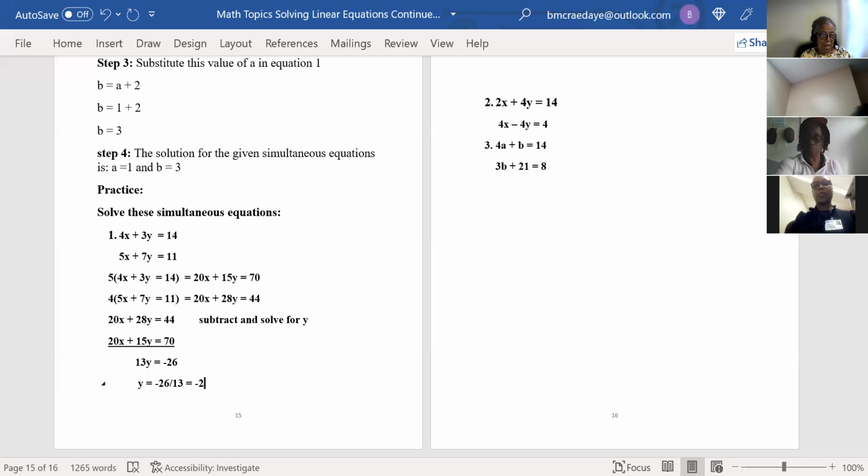Now solve for x. That means you're going to take this minus 2, put it in one of these equations and solve for x. I want you to do that. Tell me what you get for x.